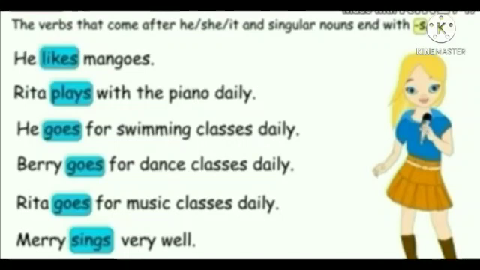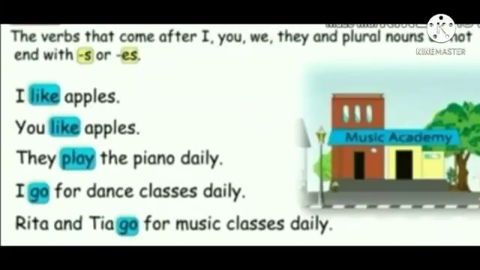Similarly, he goes for swimming classes daily. Barry goes for dance classes daily. Rita goes for music classes daily. Mary sings very well. The verbs that come after I, you, we, they and plural nouns do not end with S or ES. For example, I like apples. Even though I is a singular subject, we don't add S or ES to the verb like.